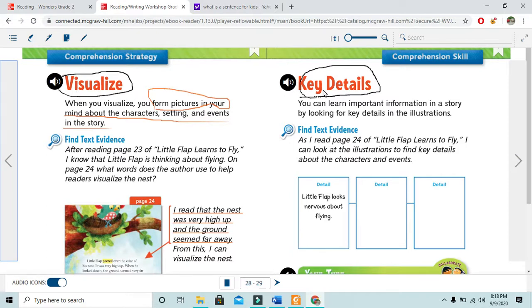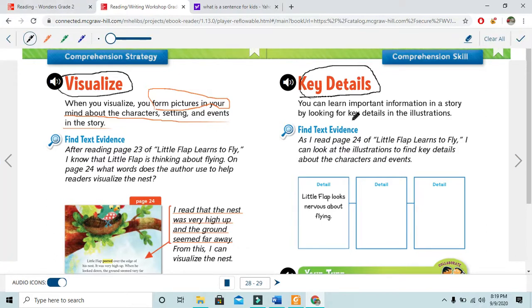And the last thing is key details. Key. Can you see the word key? Why do we use the key? To open what? To open the door. Good. So the key is very important. And the key details here in the story are very important too. Why? Because they give us important information in the story. You can learn or know important information in the story.